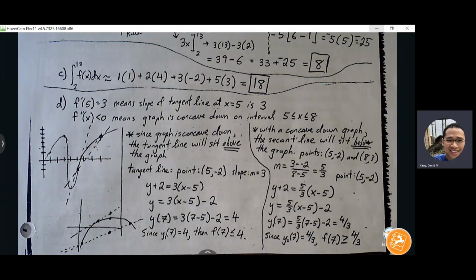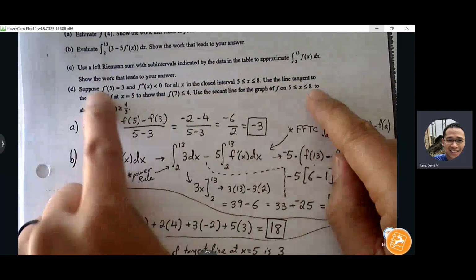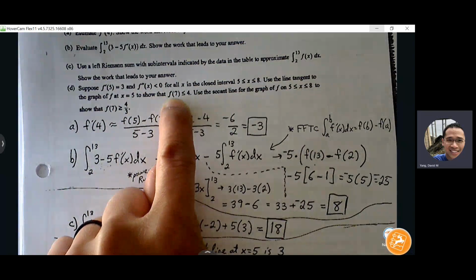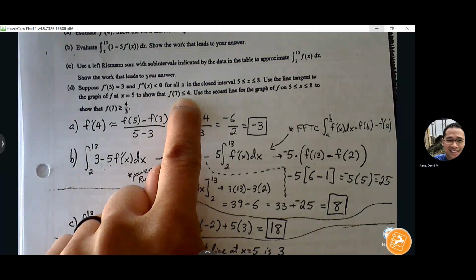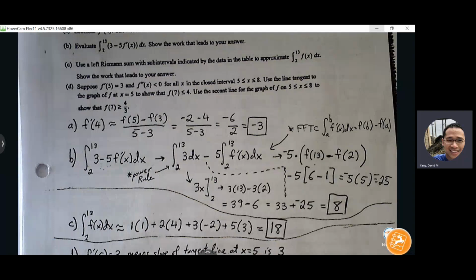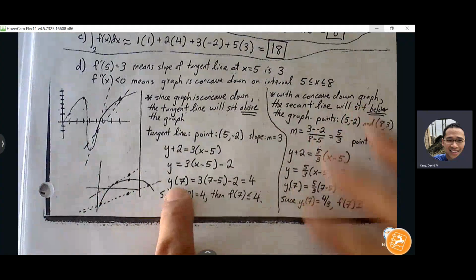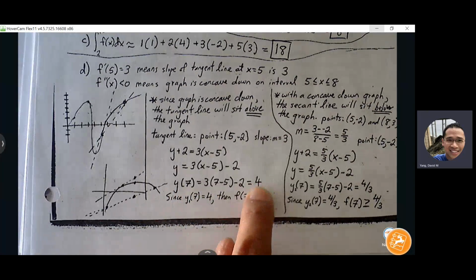y minus 2 equals 3 times x minus 5. So let me read the rest of the problem here. Using the line tangent to the graph at x equals 5, show that the actual value on the graph is less than or equal to 4. Okay, we don't know exactly what the exact value is. All we know is that the graph is concave down. But we know that our tangent line is going to over approximate. So if I plug 7 into the tangent line equation, I'm going to get 4.